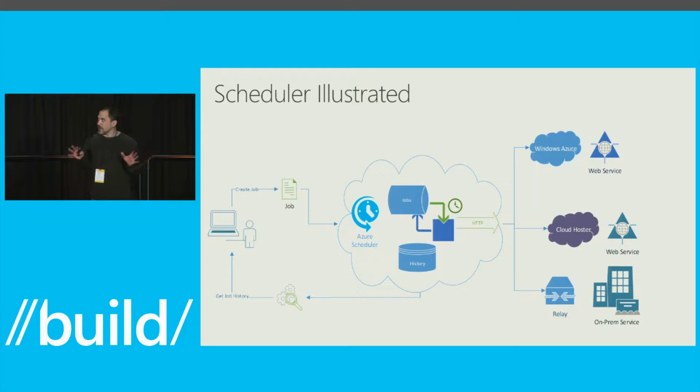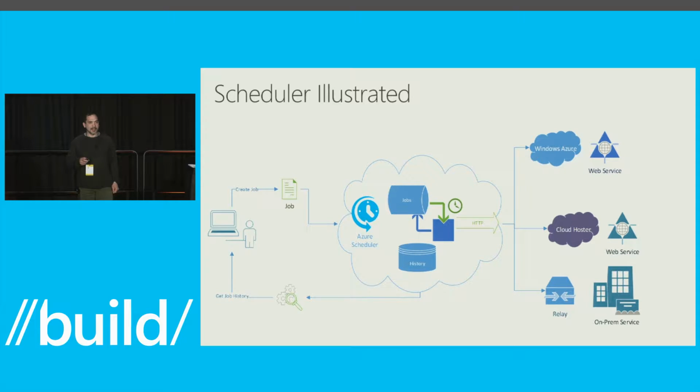So first, let me give you an illustrated example of what the Scheduler service does. On the left-hand side of your screen, you either have a client or your application that generates a job. That job can be generated either through code or through JSON. In the end, it's going to be a JSON document. That document is going to be submitted to the Azure Scheduler service. That document describes the type of action that you want to have executed and the schedule at which you want to execute that job. The Scheduler service will parse that, store it, and then remember the schedule that it needs to call it on.